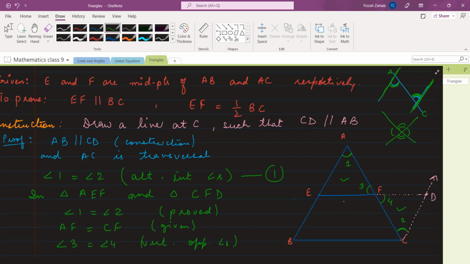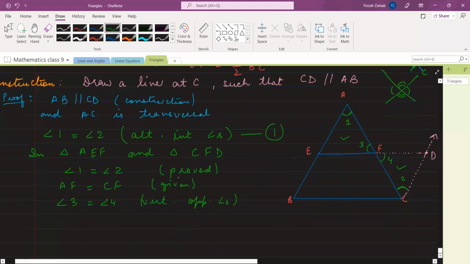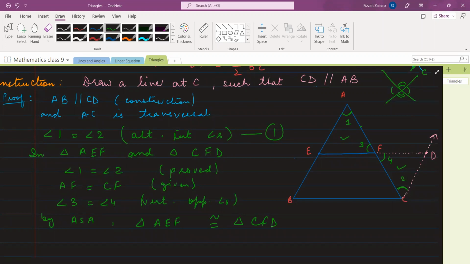So I can say by ASA criteria, right? Angle and the included side and then again angle. So by ASA, we can say that triangle AEF is congruent to triangle CFD, right? Yes, ma'am.